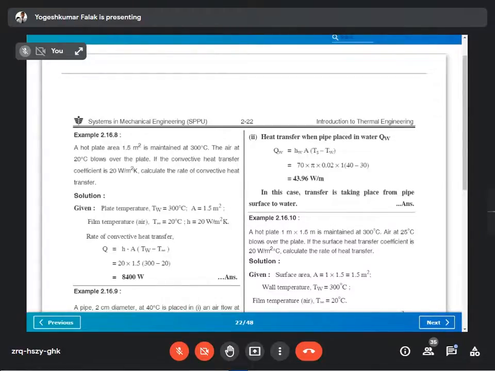This is numerical 2.16.8, based on convection. A hot plate of area 1.5 meter square is maintained at 300 degrees Celsius. If the convective heat transfer coefficient h is 20 Watt per meter square Kelvin, calculate the rate of convective heat transfer. It's very simple. TW is the plate temperature, which you can call T1, and T infinity you call T2. Plate temperature 300 degrees Celsius, area 1.5 meter square, film or T infinity temperature 20 degrees Celsius, and convective coefficient 20 Watt per meter square Kelvin. All the values are given, just use this formula.